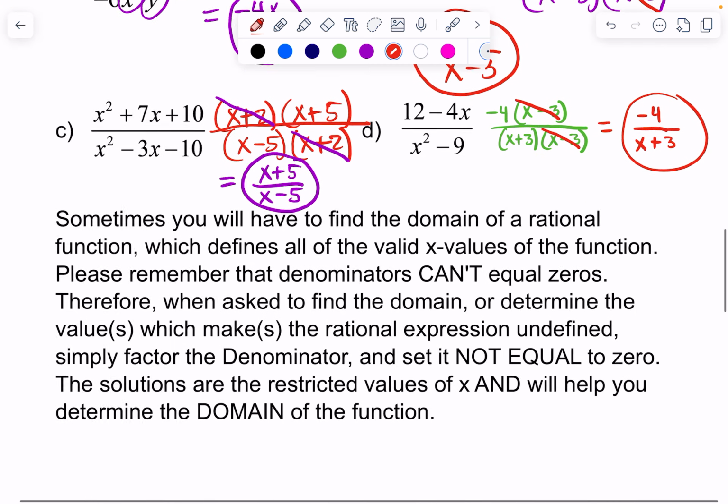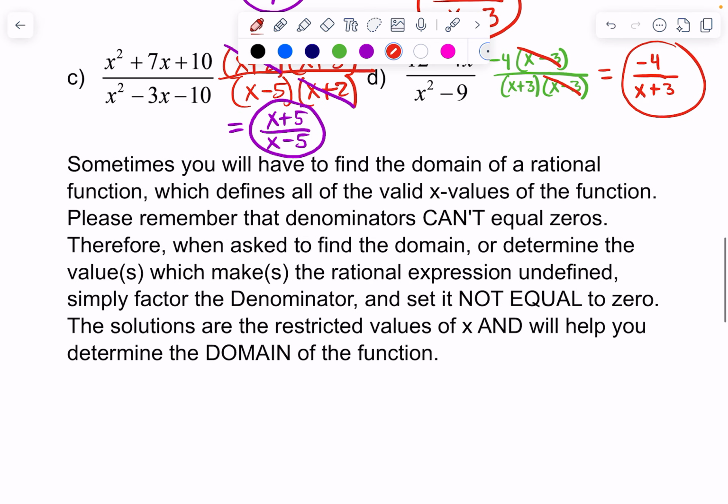All right. Now, sometimes you will have to find what's called the domain of the rational function, which defines all the valid x values of the function. Please remember that denominators can't equal zero. You can never have a 0 in the denominator. That is called undefined. Therefore, when asked to find the domain or determine the values which make the rational expression undefined, simply factor the denominator and set it not equal to 0.